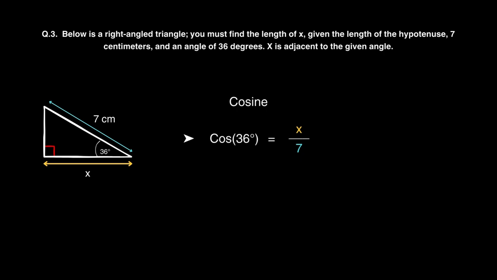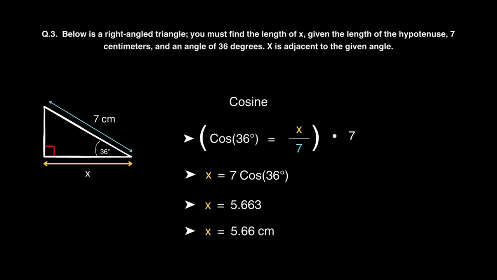Therefore, we can replace the equation with its units. Our equation is cos 36 degrees equals x over 7. Now, we need to multiply both sides by 7 to get rid of the fraction. Hence, the equation is x equals 7 times cos 36 degrees. If you put it into a calculator, you will get an approximate answer of 5.663. Therefore, the approximate length will be 5.66 centimeters. Don't forget to put the units.